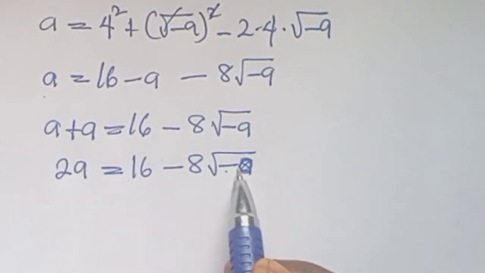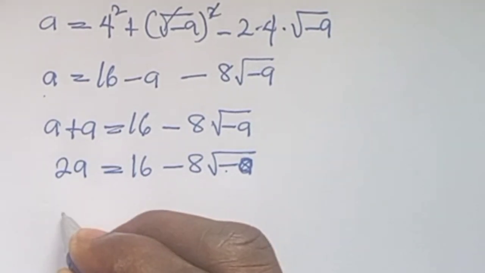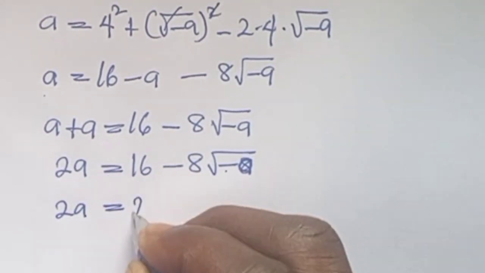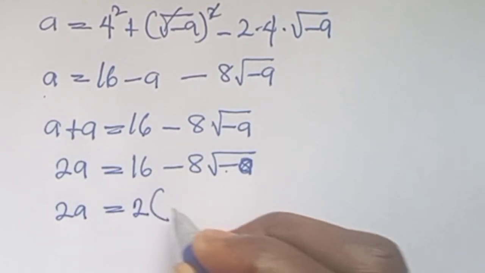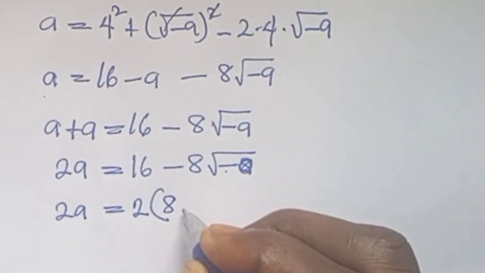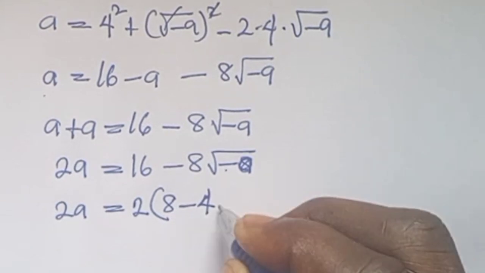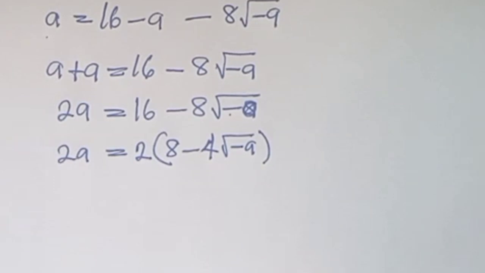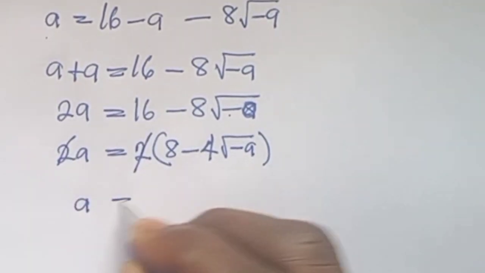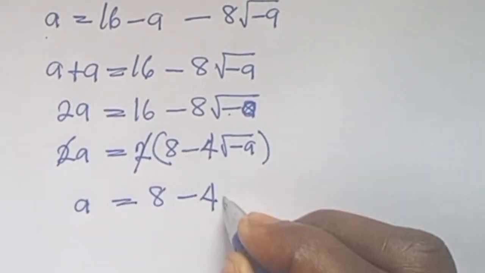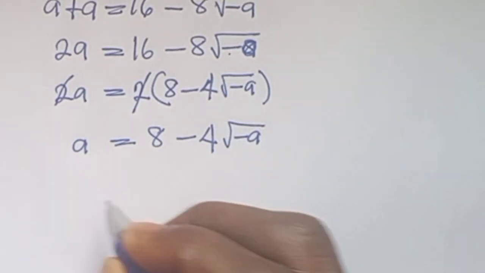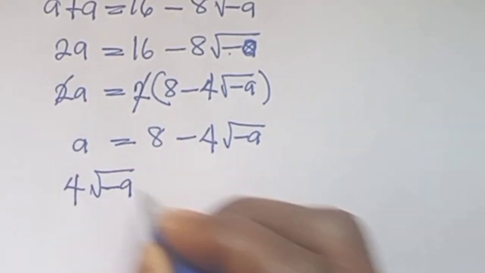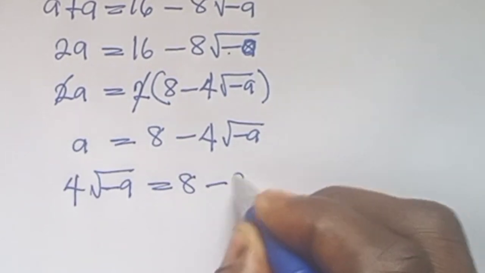So we're going to factor out 2 here so that 2 will cancel out 2. That is 2a will be equals to 2 times, 16 divided by 2, that will be 8 minus, and here will be 4 times the square root of minus a. Close this bracket and we are fine. And here, these 2 can cancel out. What is left is a equals to 8 minus 4 square root of minus a. Rearranging this, we can have 4 square root of minus a to be equals to 8 minus a.